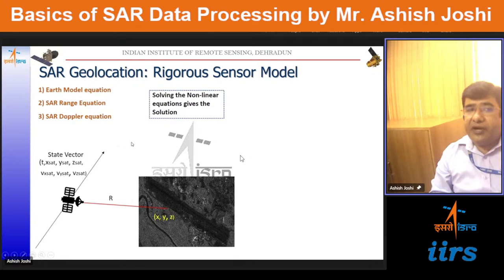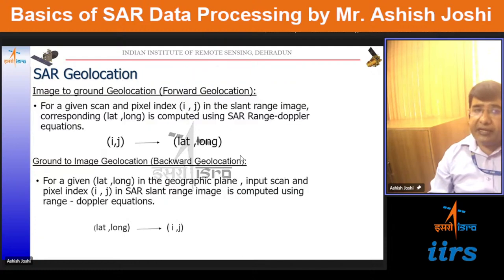Then with the help of the ellipsoid equation, the range equation and the Doppler equation, we can calculate the unknown x, y, z. If this is a SAR sensor, we know this R and we know the satellite position, meaning we know the time, the positional value, and the velocity of this SAR sensor. So with the help of this R and these parameters and the Earth model equation, we can construct a simple SAR rigorous sensor model to geolocate any target.